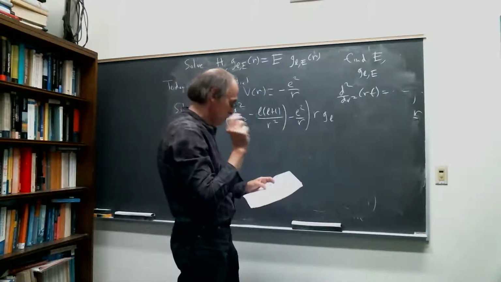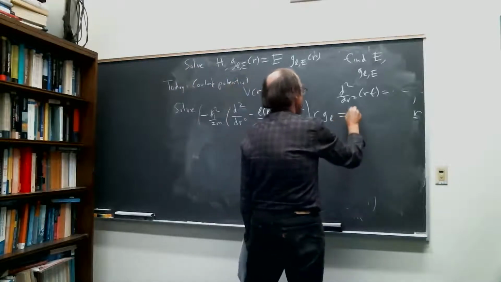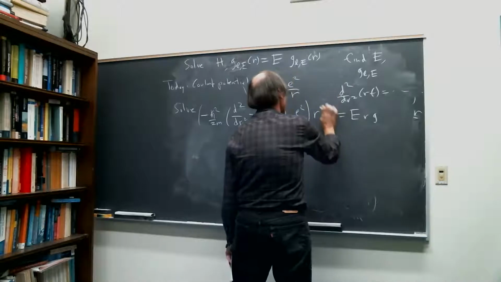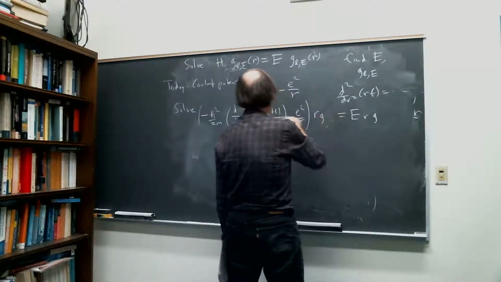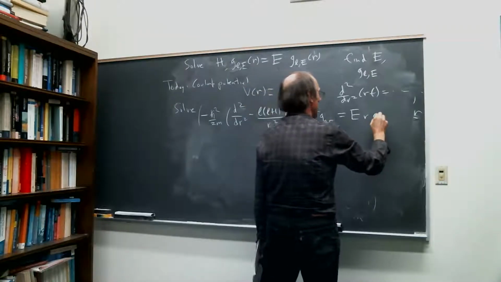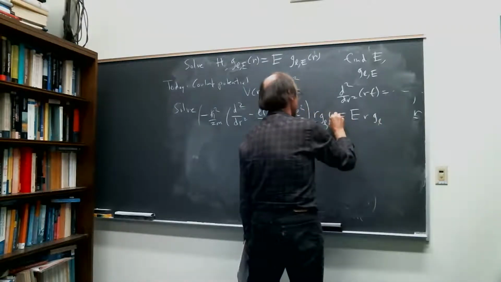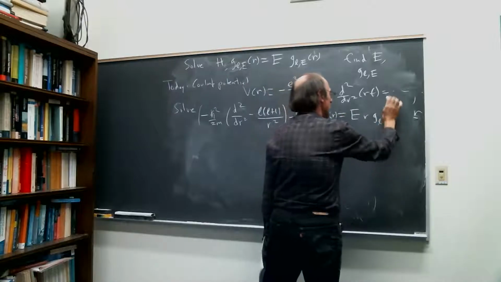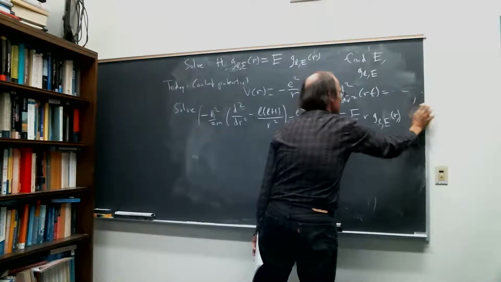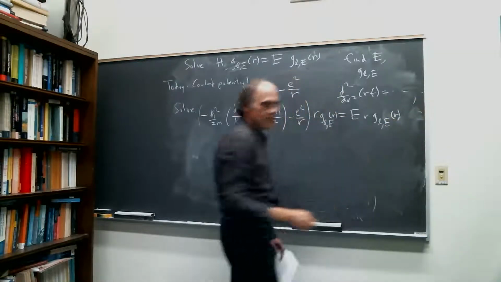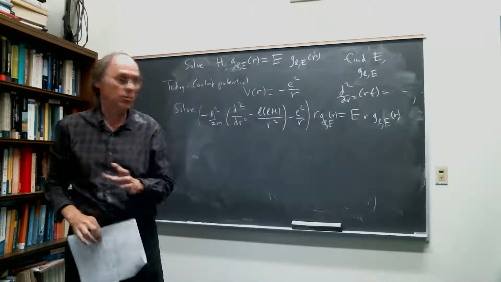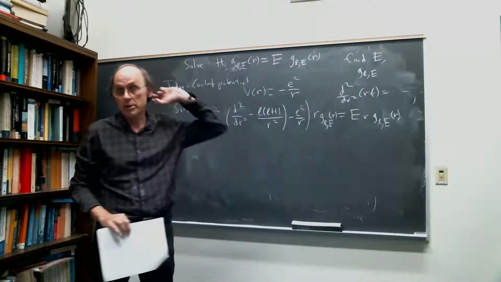And then you get that this is e times rg. So this is a function that depends upon L, depends upon E, and it's a function of r. So anyway, it comes down to this differential equation in one variable. It's a second order equation.